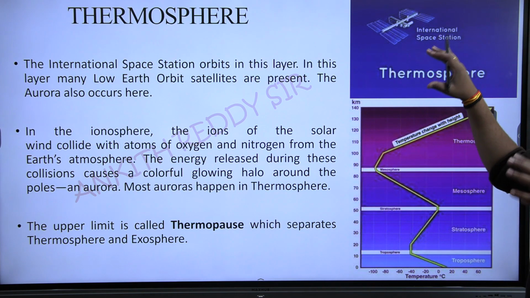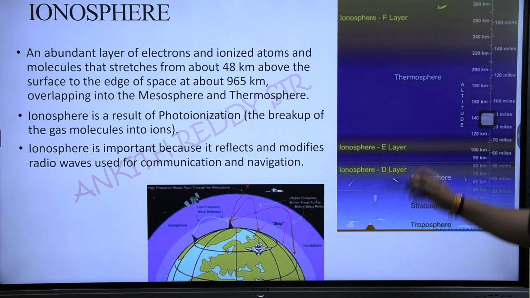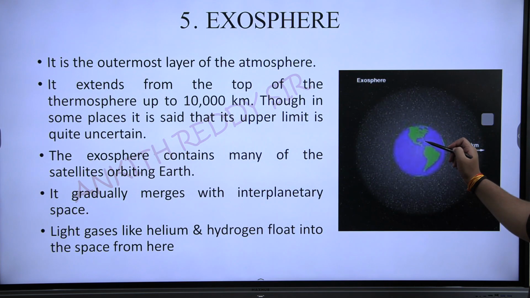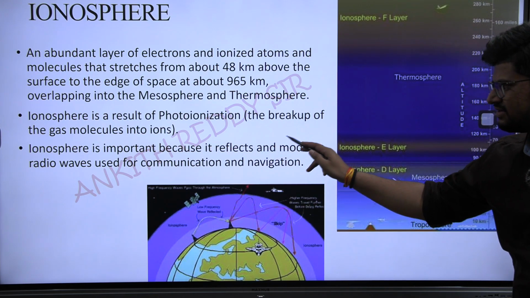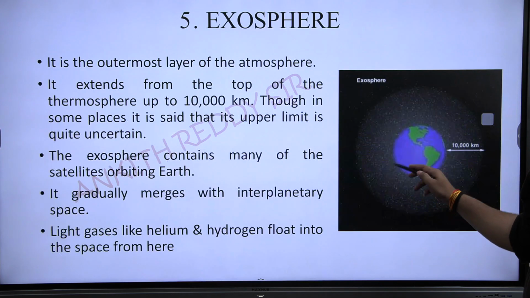In the thermosphere we have the International Space Station, not India's but the US, NASA's. We are building one; we do not have a space station right now as a whole. In this layer there is the ionosphere, which is electrically charged, photoionized. It reflects and modifies radio waves, so the ionosphere present in the thermosphere helps in the transmission of radio waves.